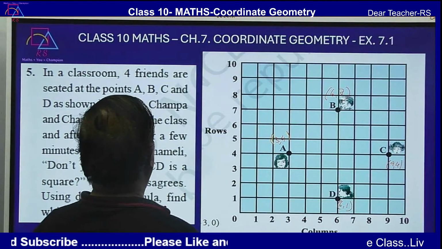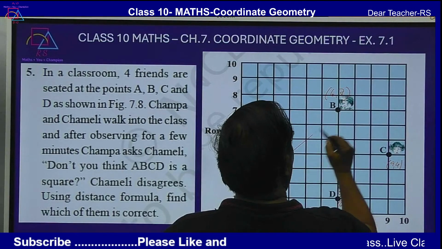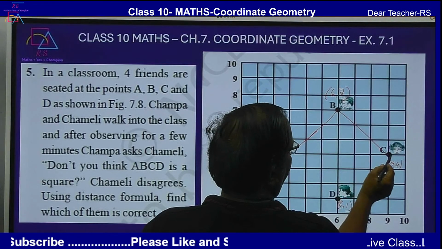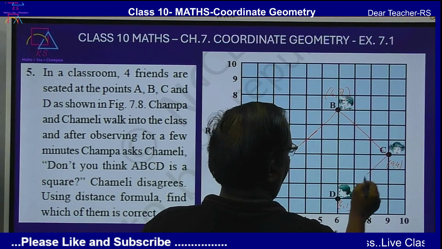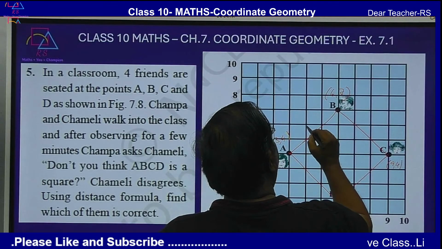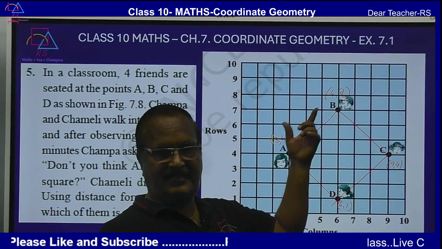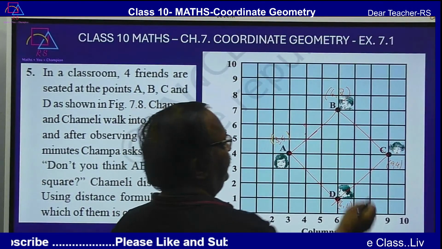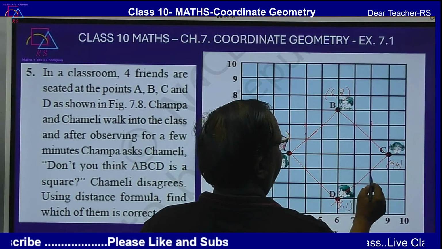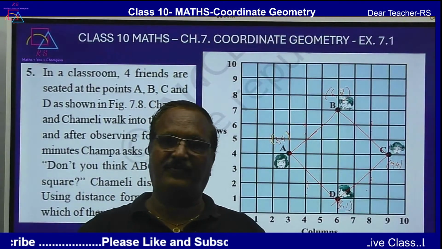Now you have to decide whether ABCD is a square or not. That means you find out AB, BC, CD, and AD. AB you have to find out using the distance formula, using these points 3, 4 and 6, 7. And you have to find out BC using 6, 7 and 9, 4. And using this, all the 4 sides of the square you have to find out.